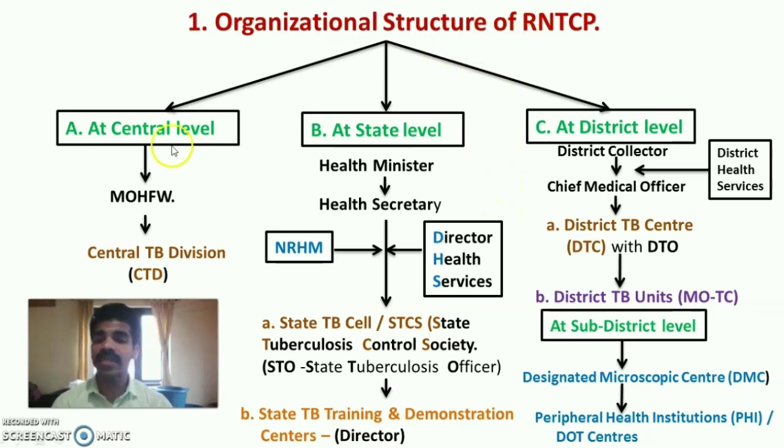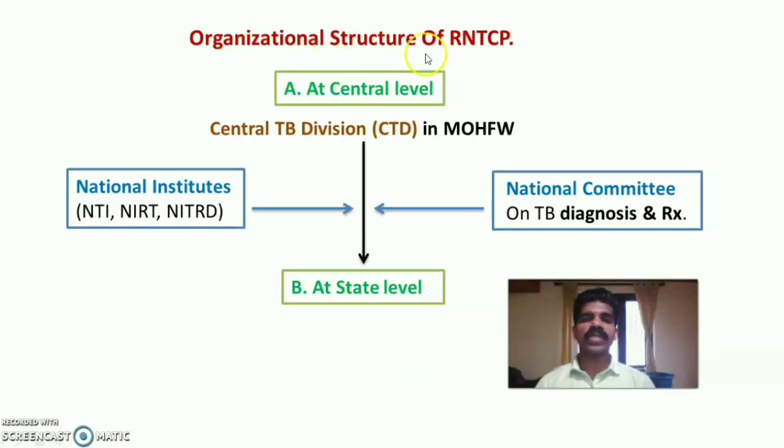So let us discuss in detail about the central level, state level, district level, and sub-district level of the organization pattern of the country to render the RNTCP programs. So first is the organization structure of RNTCP at central level. At central level, for the implementation of RNTCP programs and for the supervision and coordination of the RNTCP programs of the state level and district level, we have a Central TB Division under the Ministry of Health and Family Welfare.